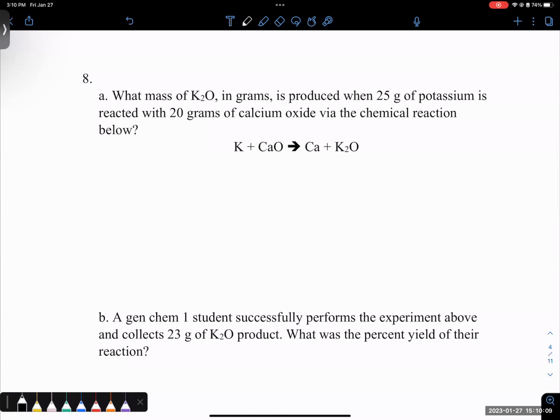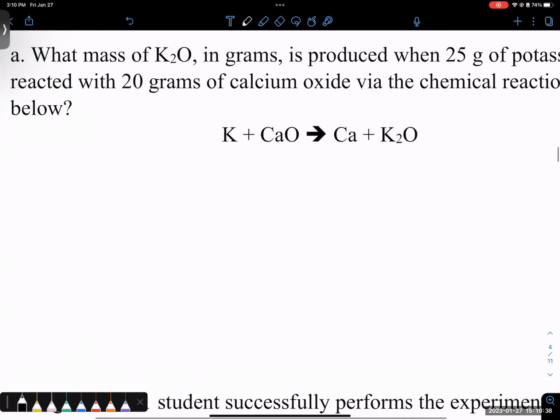So what mass of, what is this here? What's the name of it? Potassium oxide. In grams is produced when 25 grams of potassium is reacted with 20 grams of calcium oxide via the chemical reaction below. So it gives you a chemical reaction. What do you notice about the chemical reaction that it gives you? It's not balanced, so we should balance it. To balance this, all you need to do is put 2 there and everything works out.